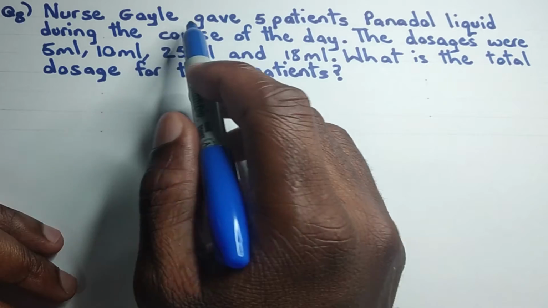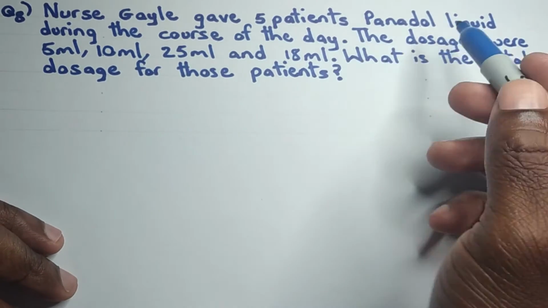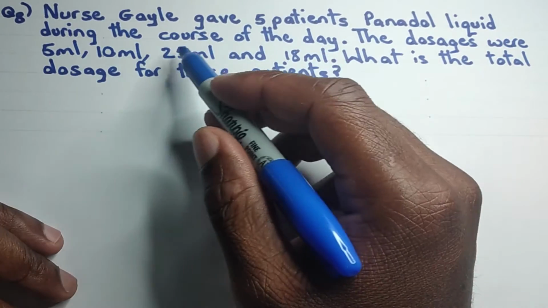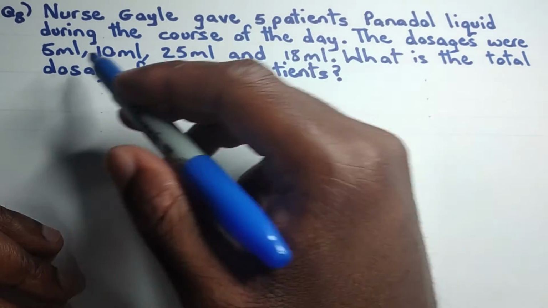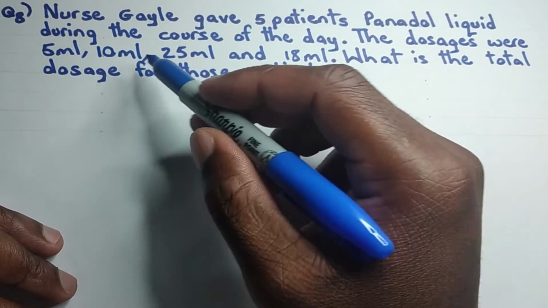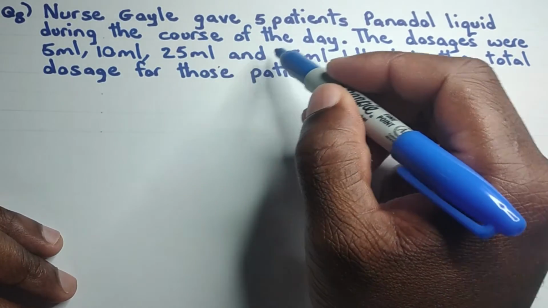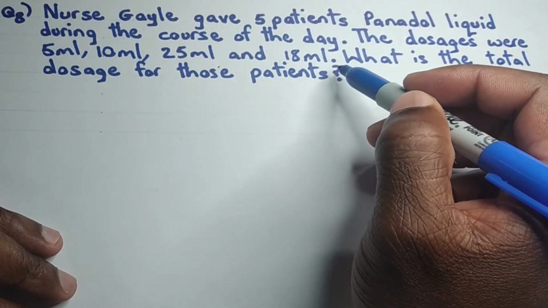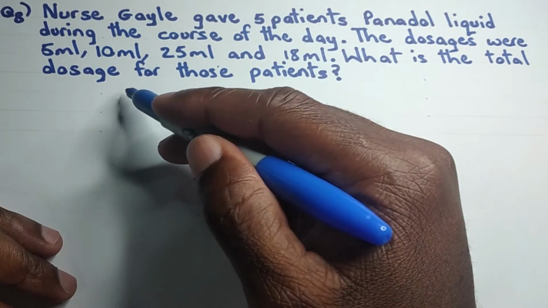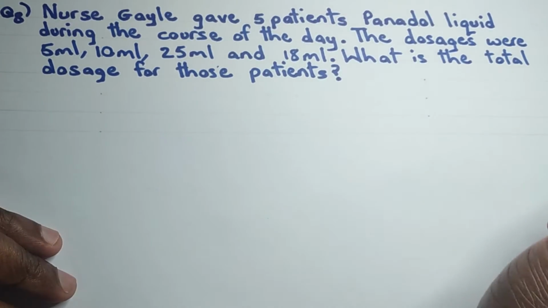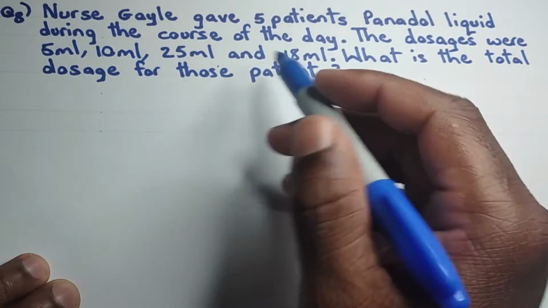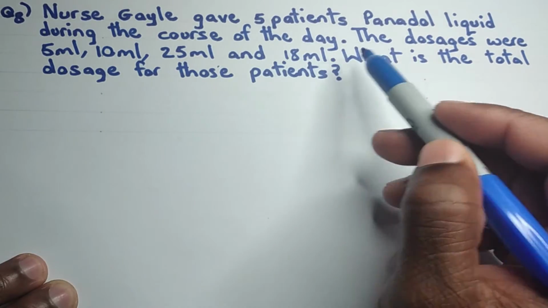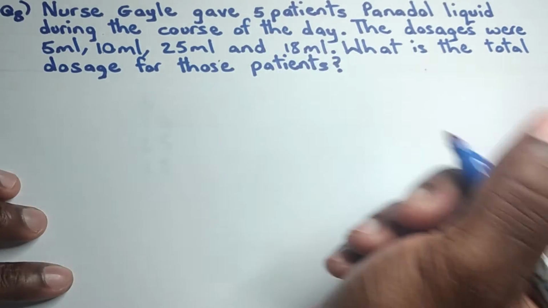So Nurse Gail gave 5 patients Panadol liquid during the course of the day. The dosages were 5 milliliters, 10 milliliters, 25 milliliters, and 18 milliliters. What is the total dosage for those patients? So once it asks us what is the total, that simply means we're required to add all of these dosages. So we have 4 numbers.